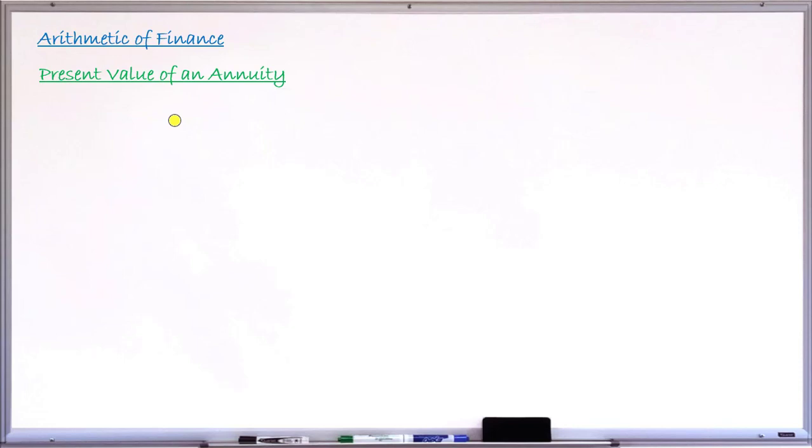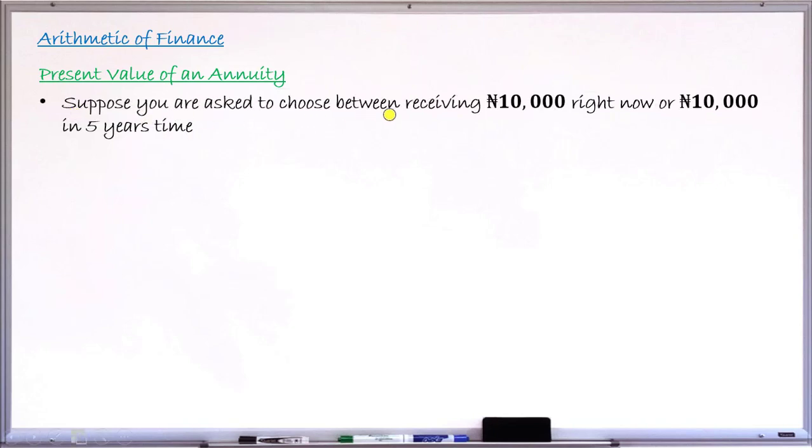To begin this lesson, my dear student, let me first explain the concept of the present value of an annuity. And to do that, let me pose this question to you. Suppose I ask you to choose between receiving 10,000 naira right now or receiving the same 10,000 naira but in 5 years to come. Will you like to collect the 10,000 naira right now or the same 10,000 that I'll give you in the next 5 years? I know what you will surely choose among these two.